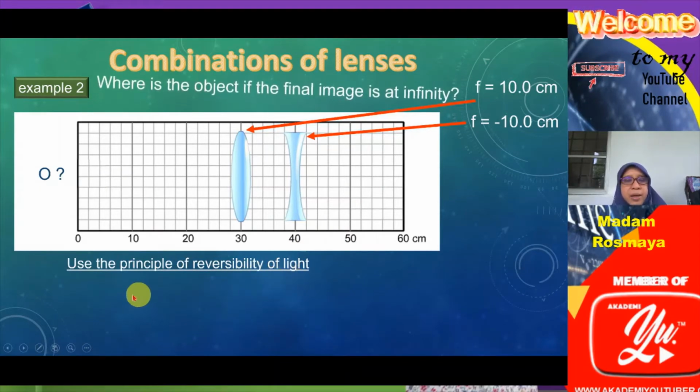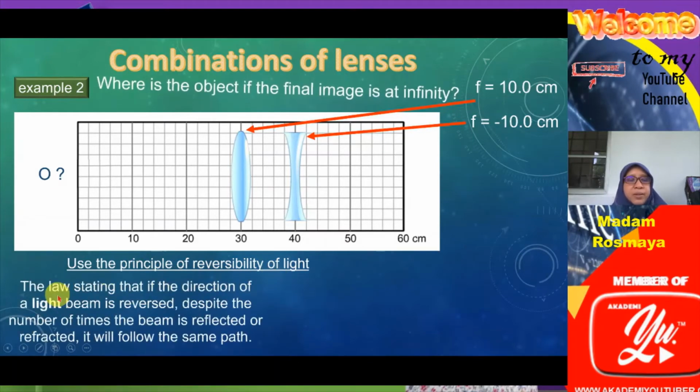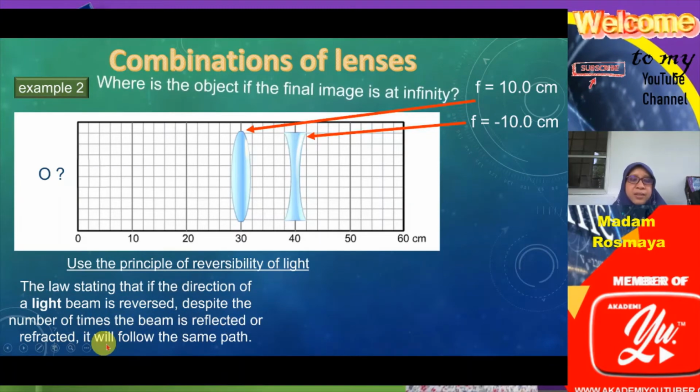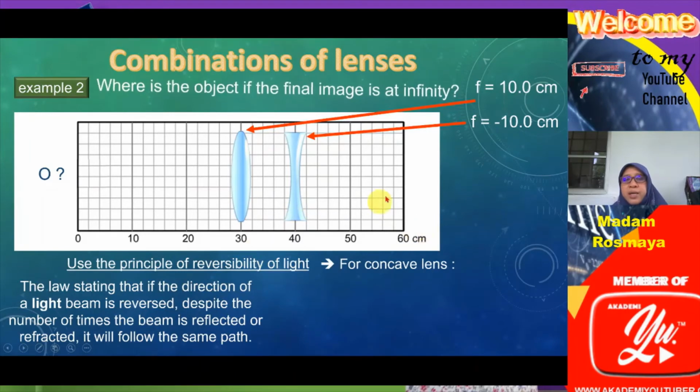So what is meant by the principle of reversibility of light? The principle states that if the direction of the light beam is reversed, despite the number of times the beam is reflected or refracted, it will follow the same path. So we can draw the ray diagram backward. We assume that the image at infinity becomes the object.